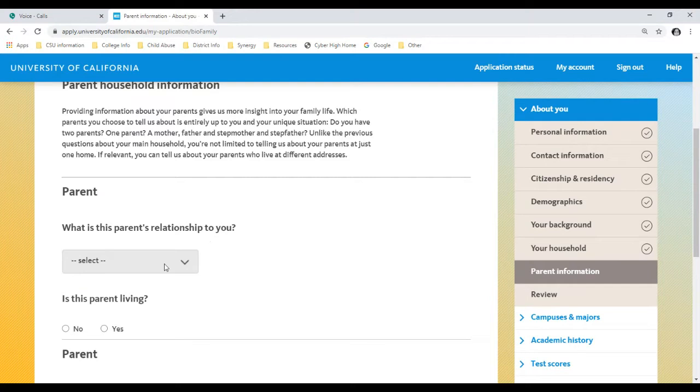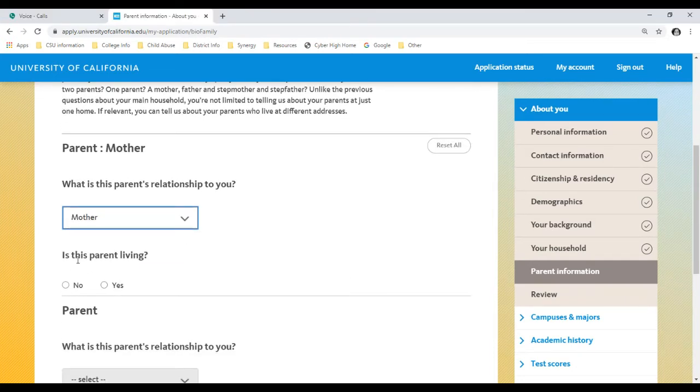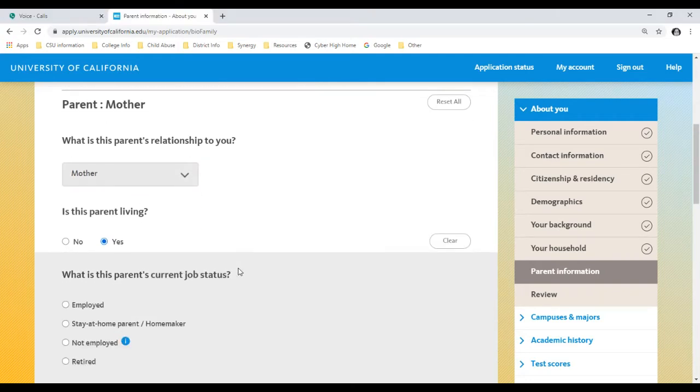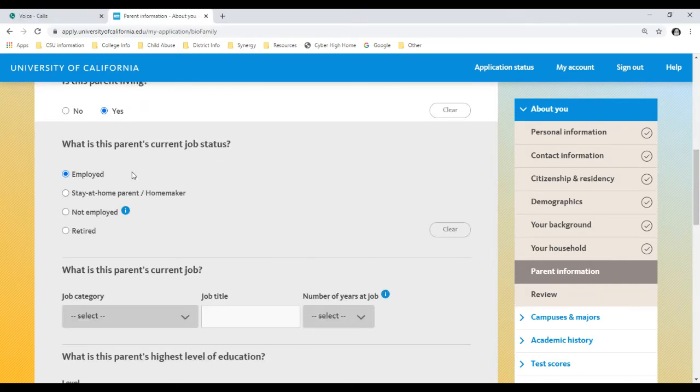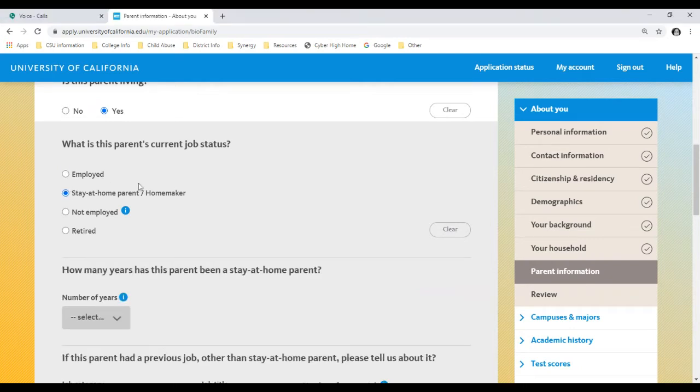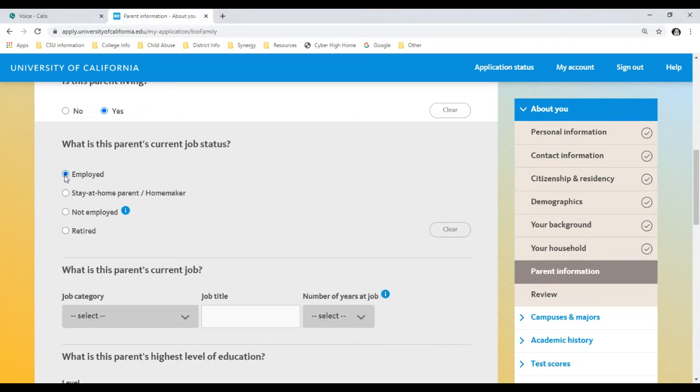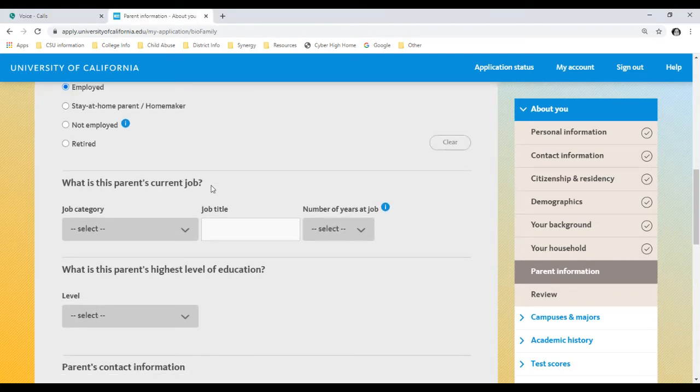Okay, so what is your parent's relationship to you? So I'm going to put that I am with my mother. Is this parent living? Yes, so my mother's still alive, so I'm going to put that. What is this parent's current job status? So she is employed, but you don't have to put employed. If your parent is not employed, you don't have to. You can say stay-at-home parent, a homemaker, or not employed, retired. But just for the purpose of this application, I'm going to put that.